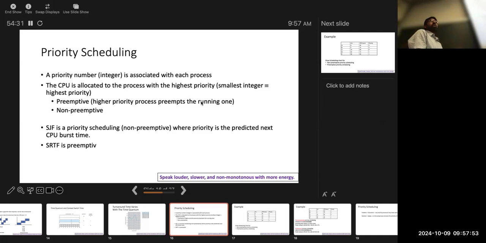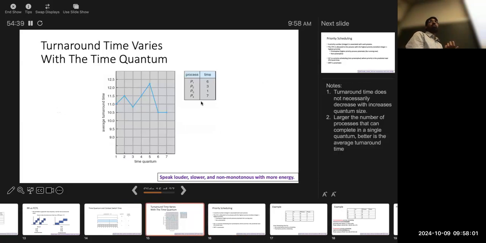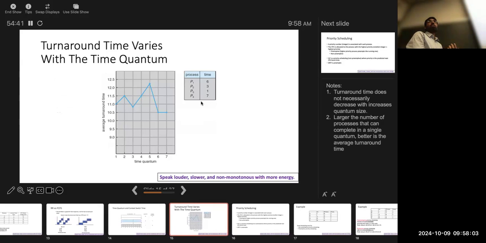Priority scheduling. Actually, we have already seen examples of priority scheduling, right? Can you give me some names of priority scheduling algorithms out of what we have seen? Shortest job first. Yeah. So shortest job first is a priority scheduling algorithm because when we schedule, we give the priority to the process which has the shortest burst time, right?